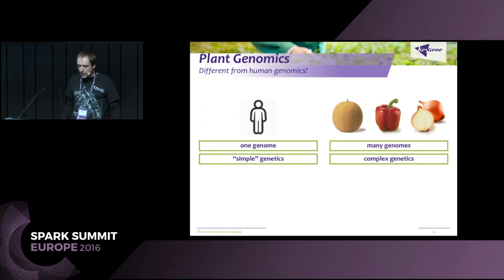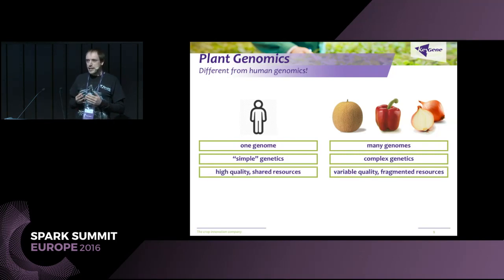Whereas with plant breeding, you have many crops that we work on, so each crop has their own genome, and they have a lot more complex genetics. I will go into a little bit more detail, but there's a lot of backcrossing, there's a lot of polyploidy, so multiple copies of the genome present. So it is not as simple as human.